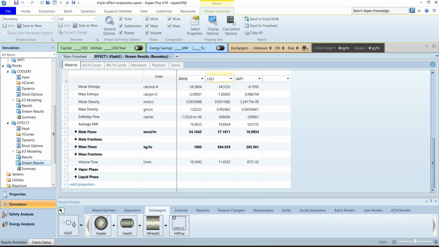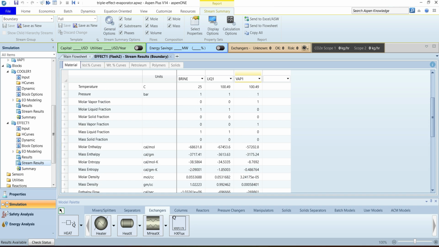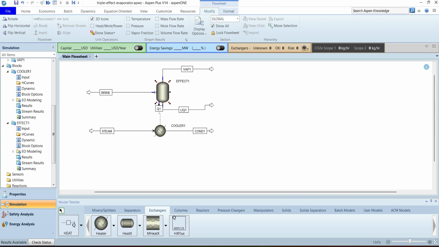We can have a look at the flow rates. In the first effect, the vapors are 305.96 kilograms per hour. So that means from 1000 kilograms per hour, 305 kilograms per hour of the brine solution is evaporated from the first stage. So these are the vapors. We can use these vapors as a heating source for the second effect.